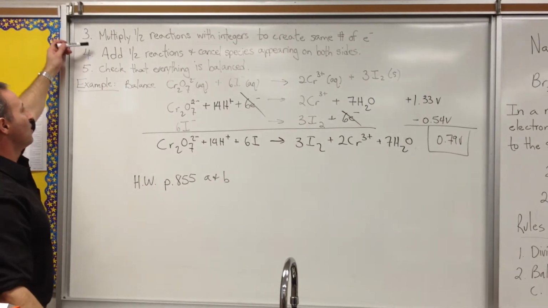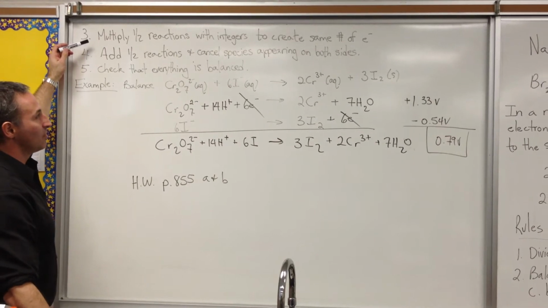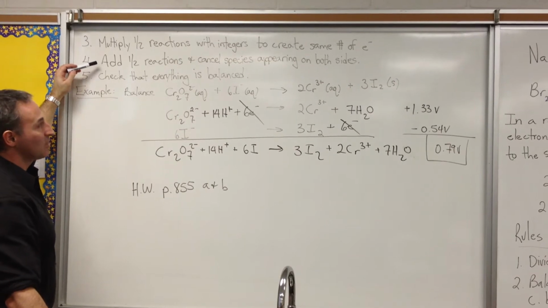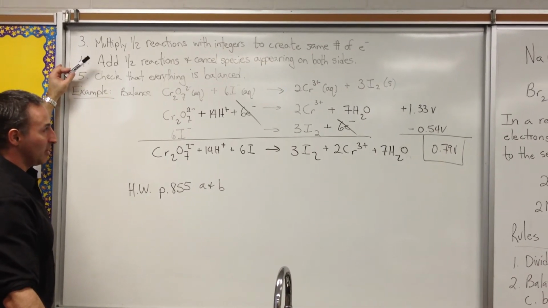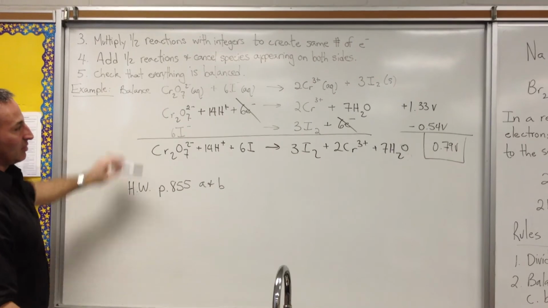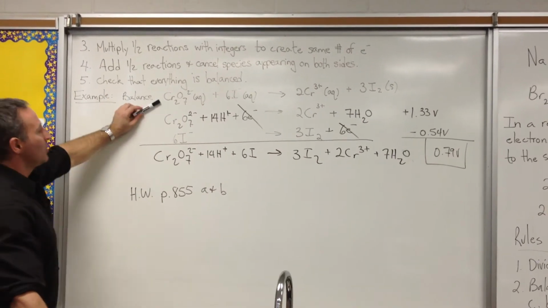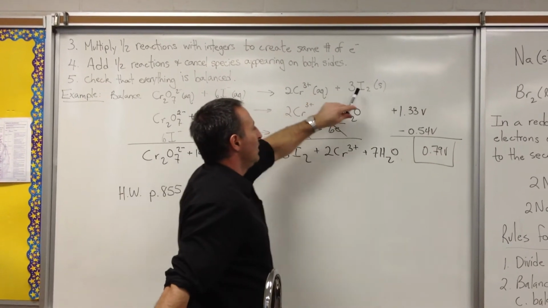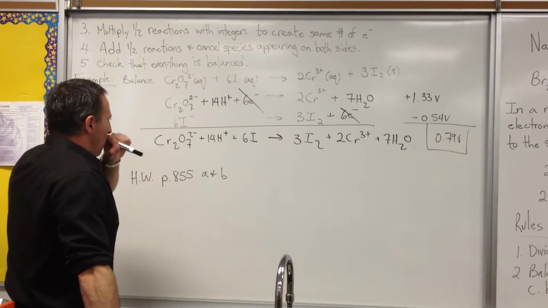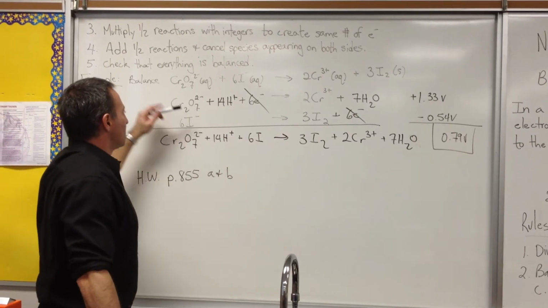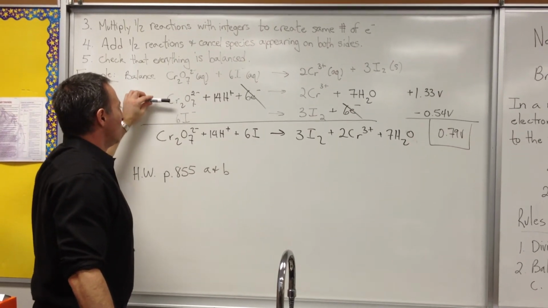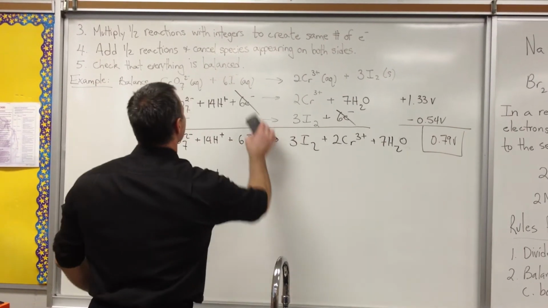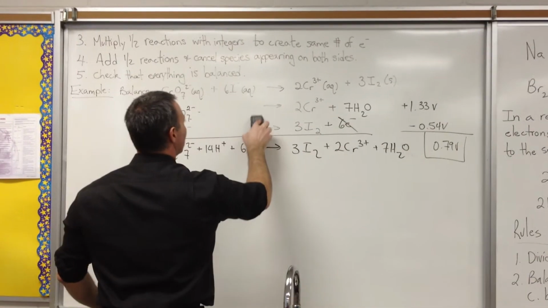The last couple steps are to multiply the half reactions by integers to create the same number of electrons in each half reaction, and then we add the half reactions, cancel species appearing on both sides, and then just double check to make sure everything is balanced. In the example here, we show the dichromate anion reacting with iodide to form chromic and iodine. In the first step, we separated the 2 half reactions, so that we had chromium and, I'll show you what it looked like before we balanced it.